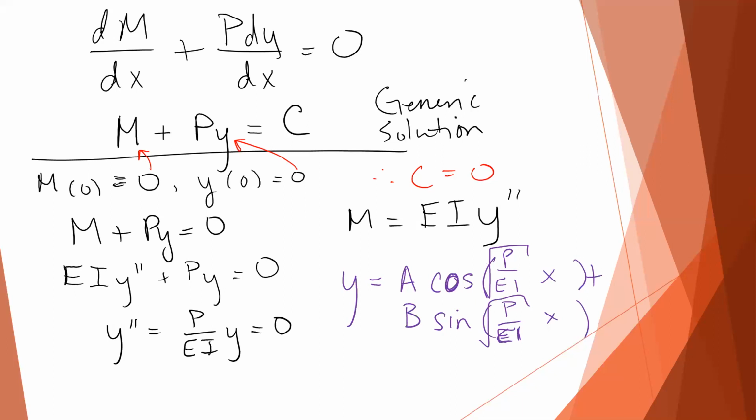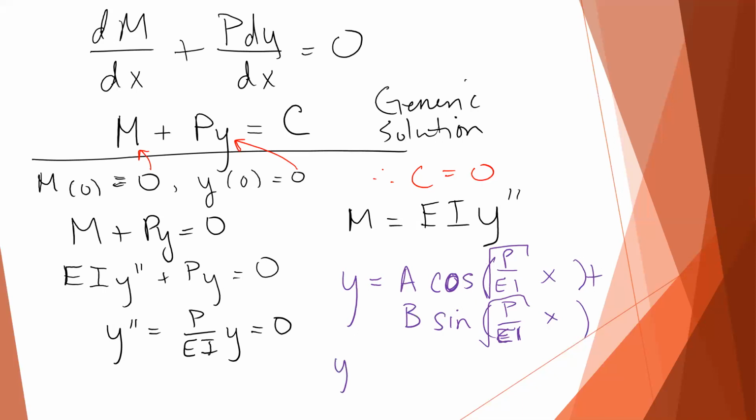Okay, so Math 81, direct application. We have a relationship that came from equilibrium that turns out to be a differential equation, and the solution to that differential equation will tell us the shape of our deflected member. It's of the form constant times cosine of square root P over EI times x plus B sine of square root P over EI times x. Now we need to figure out what these constants are.